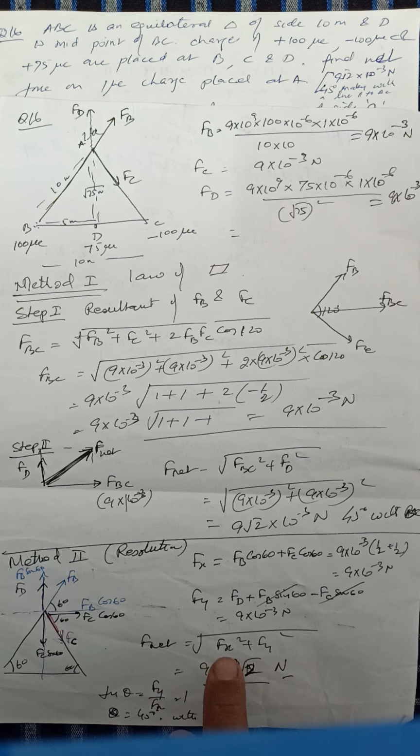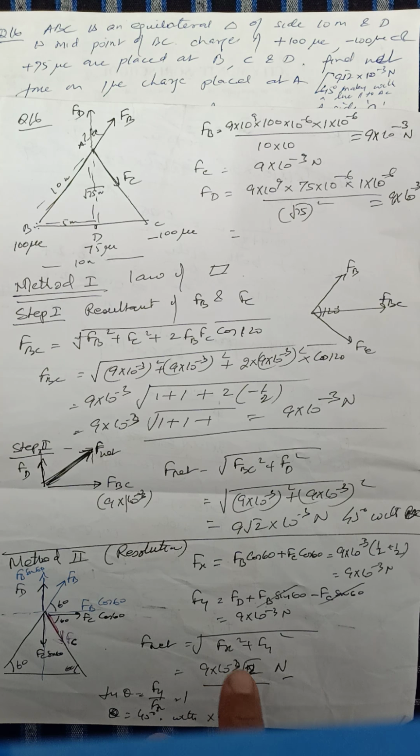The final total force is under root Fx square plus Fy square. The formula is given in the previous previous video. It is 9 × 10^-3 root 2 Newton, and the direction: tan theta is Fy upon Fx, which is 1. So theta is 45 degree with the x-axis.